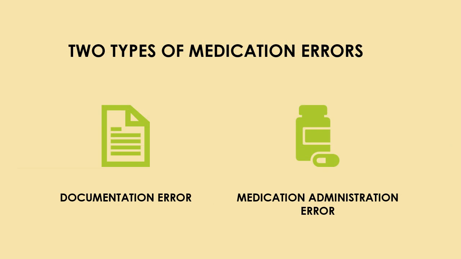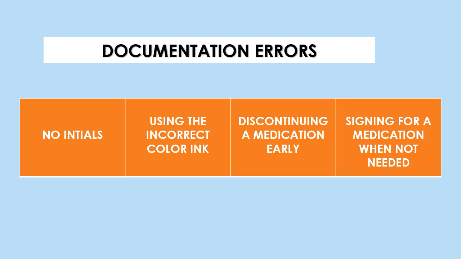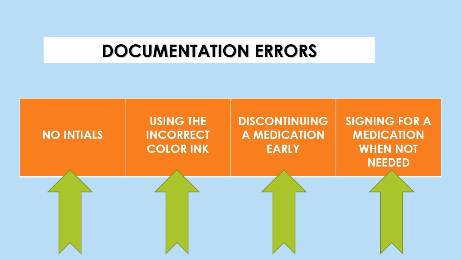There are two types of medication errors that must be reported. 1. Documentation errors and 2. Medication administration errors. Documentation errors occur when the medication has been given, but some type of documentation is incorrect on the MAR. Examples include not providing your initial after administering the medication, using the incorrect color of ink, discontinuing a medication early, or signing for a medication that was not needed.